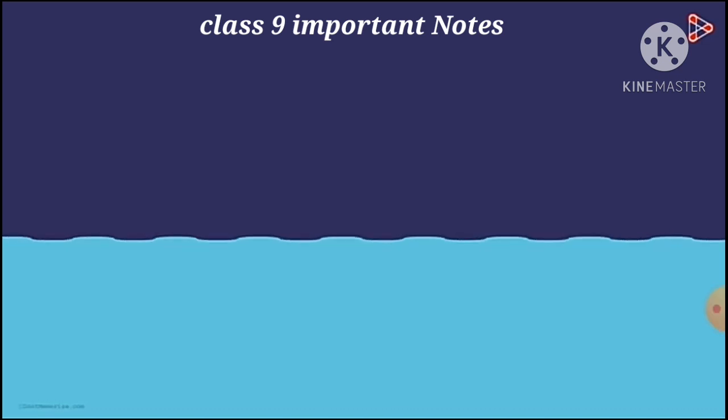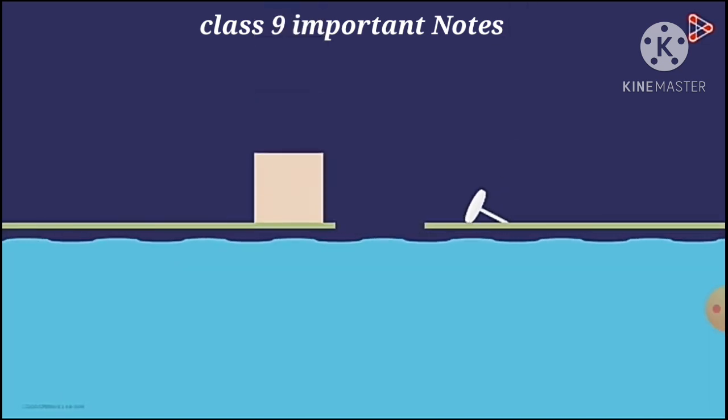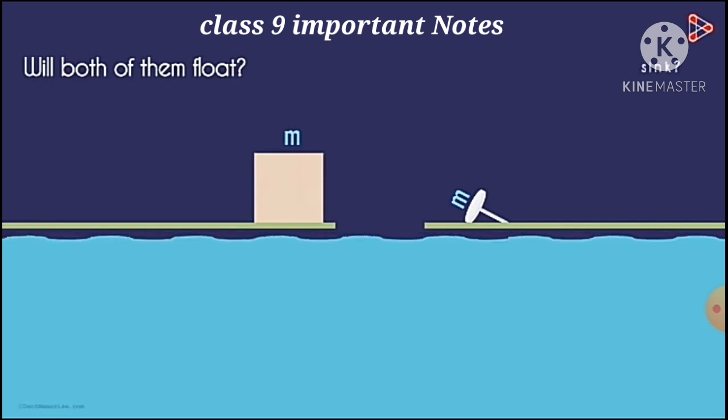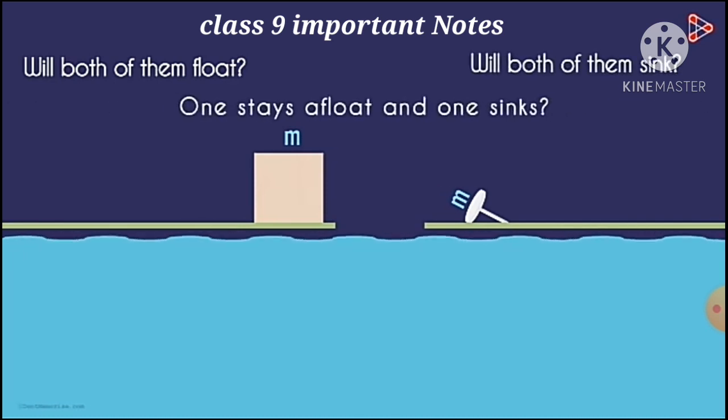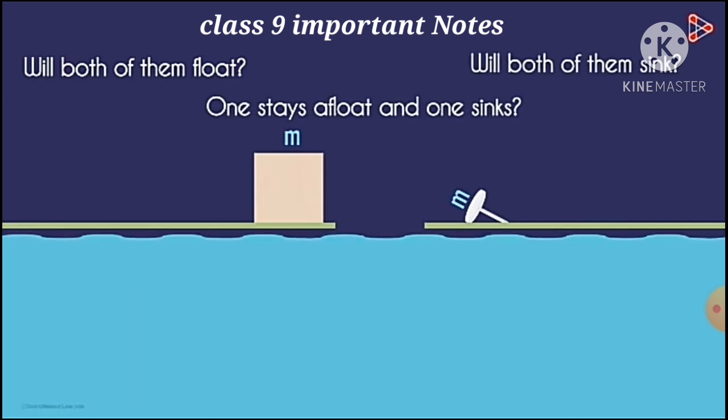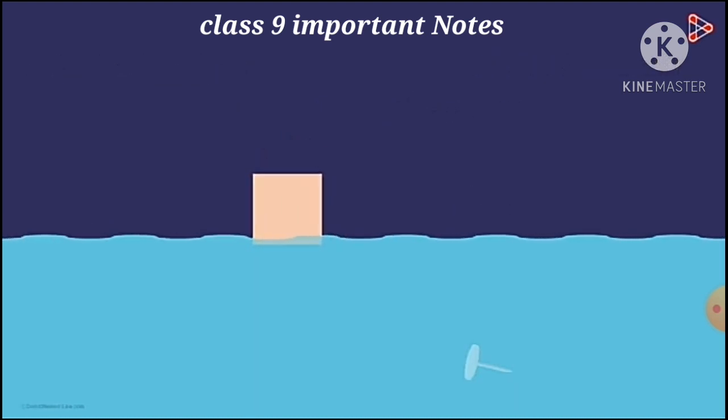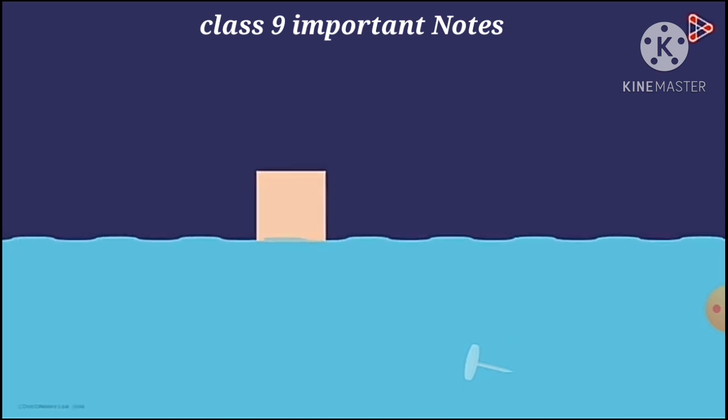Example we left out in the previous video. If we drop a piece of balsa wood and a metal pin of the same mass into the water, what will happen? Will both of them float, or will both of them sink? Or one stays afloat and one sinks? Just by intuition, we can say that the wooden block will float and the metal pin will sink. But if they're of the same mass, why does that happen?